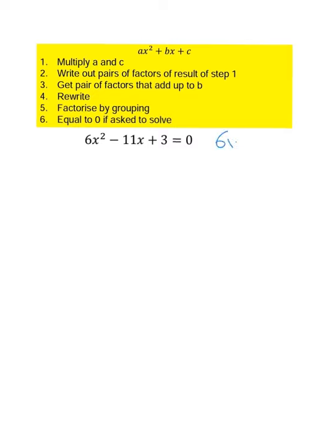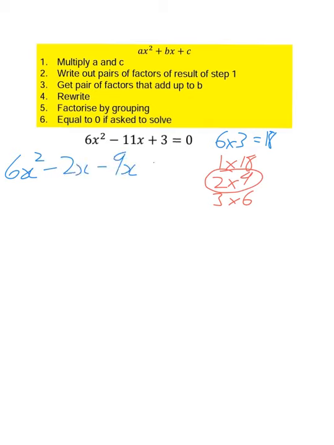So 6 times 3, 18. So we have 1 times 18, 2 times 9, 3 times 6. So for this one, it'll have to be 2 and 9. Now it's minus 11x, so it'll be minus 2x minus 9x. So let's write it out again. 6x squared minus 2x minus 9x plus 3.